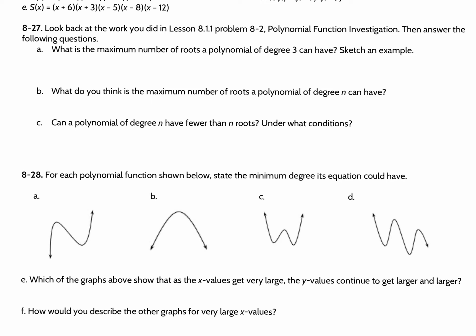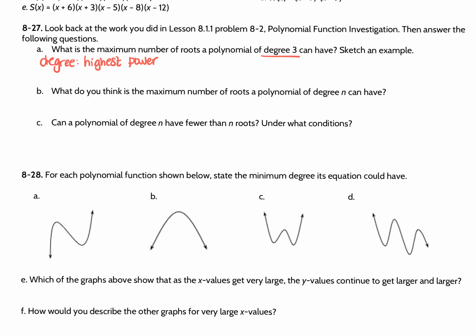Looking back at what you did in our first investigation for this chapter, can you think about the answers to the following questions? So what is the maximum number of roots a polynomial of degree 3 can have? Now before we do that, two quick definitions, right? Because you got to know what it means to have degree 3. So degree is just your highest power that you see in your expression. All right, so if we see an x cubed, then our highest power is 3, our degree is 3.